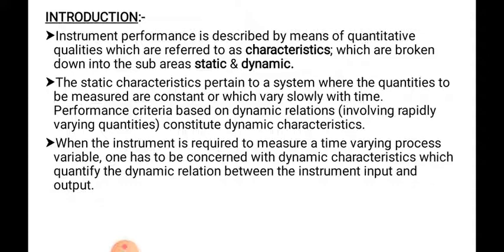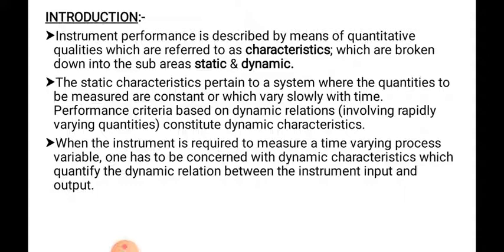Which are broken down into subcategories or sub areas such as static characteristics and dynamic characteristics. The static characteristics pertain to a system where the quantities to be measured are constant or which vary slowly with time. Means the static characteristics we are going to study are about the instrument where the quantities to be measured are constant, or vary very slowly with respect to time.